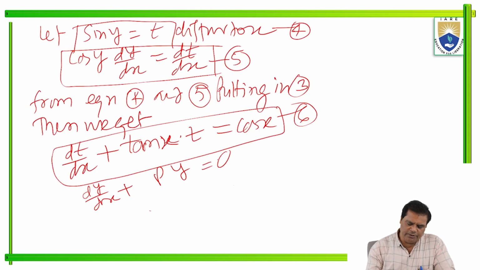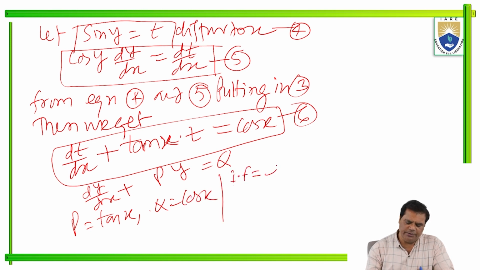Py is equal to Q. So P is tan x, Q is cos x. Now IF. IF is e to the power integral P, which means integral of tan x dx. So the integration of tan x is log sec x. So e to the power log sec x.